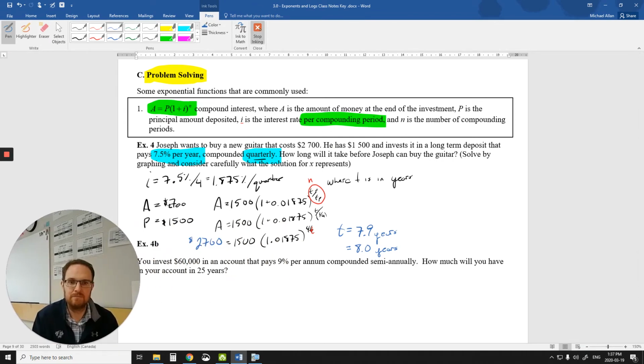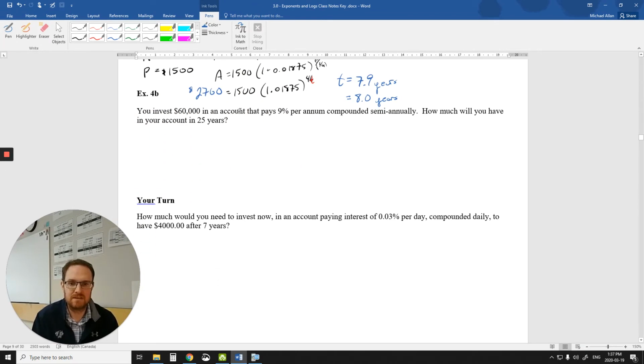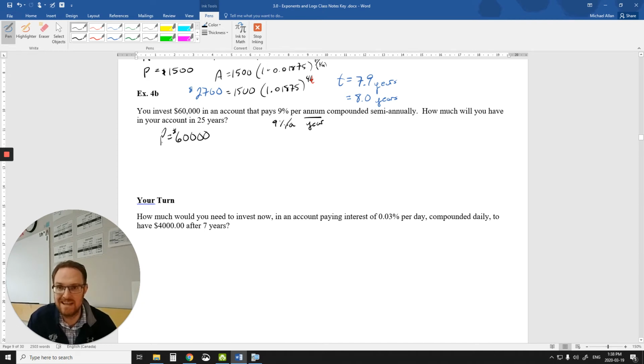Okay, so we're going to do the same thing for this next question here. So you invest $60,000, so that's going to be my principal amount. $60,000 per annum. Annum is very much like annual. It happens once per year. So annum stands for year. Sometimes it says per A, or you might see something that looks like this, /A. The A stands for year. It's an annual thing, an annum.